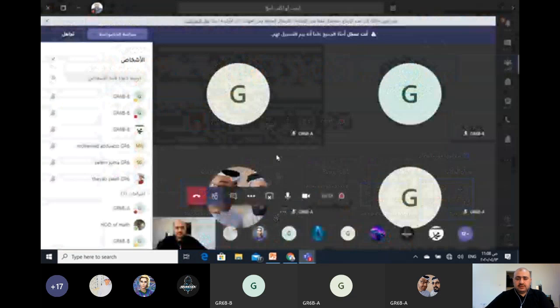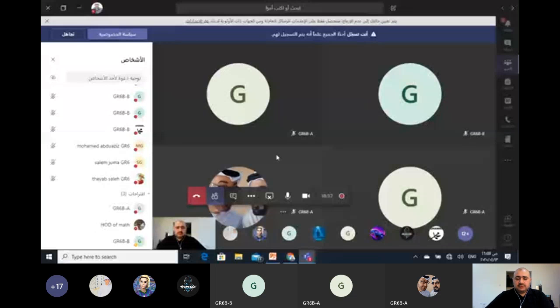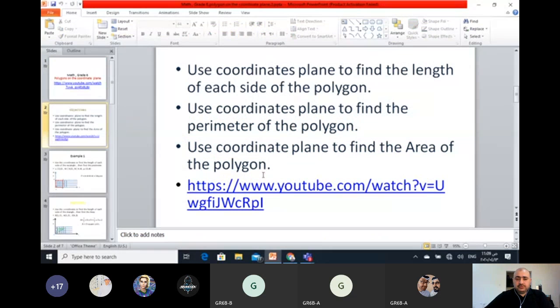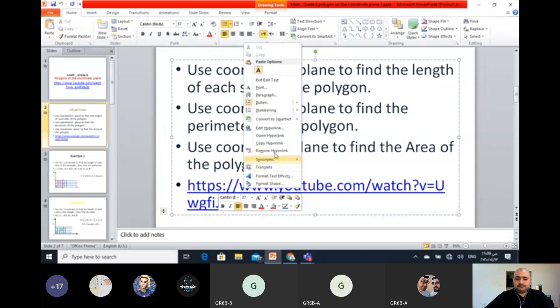So this idea is to know how to represent the point and how to draw the polygons inside the coordinate plane and how to know the kind of this polygon. Continue now with me. Today we want to review how to use the coordinate plane to find the length of each side of the polygon, then how to use it to find the perimeter of the polygon, then how to use it to find the area of the polygon. Now, see with me this video.